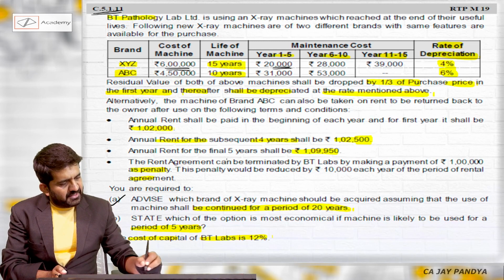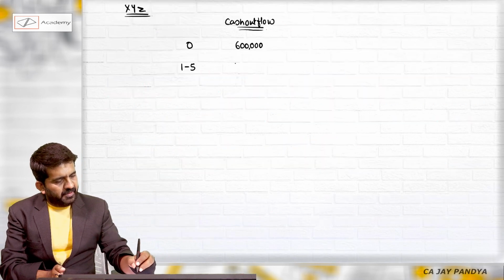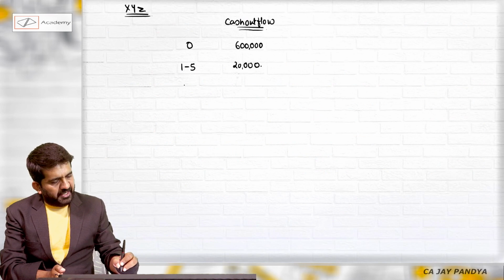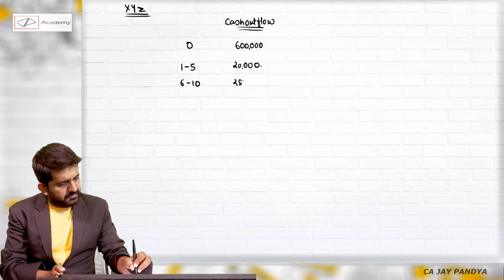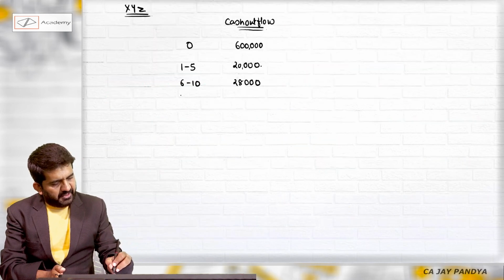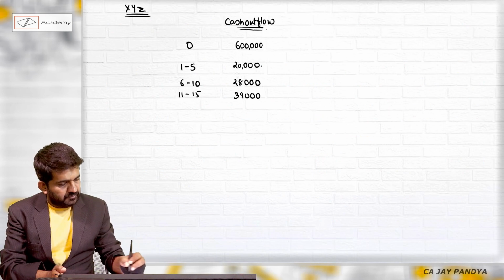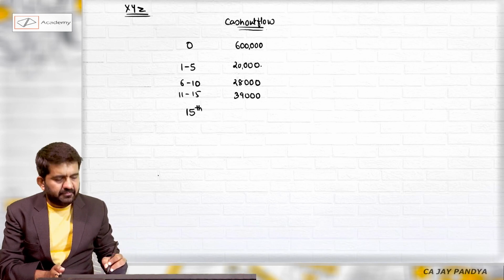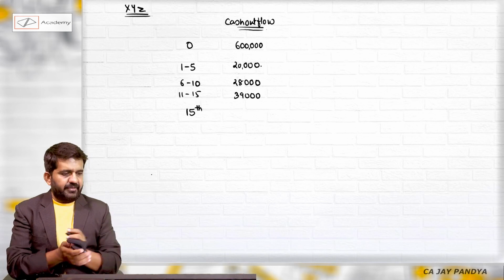1 to 5 years I will have to spend 20,000 rupees. 6 to 10 years, 28,000. And 11 to 15 years, 39,000. At the end of the 15th year, I will be getting my residual money back.